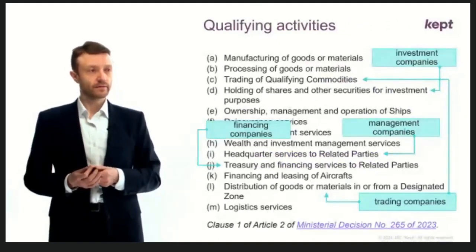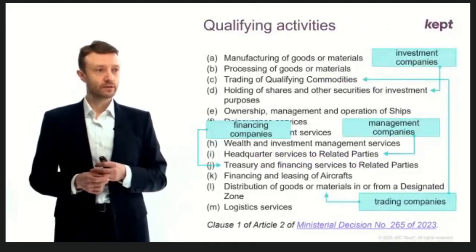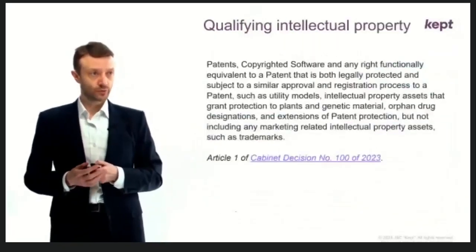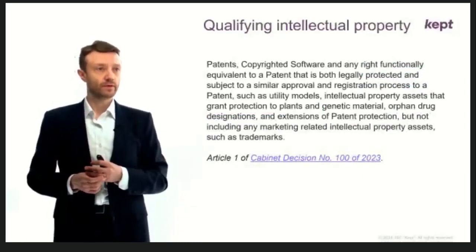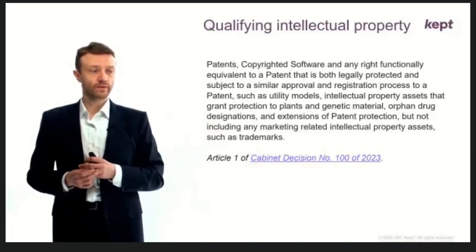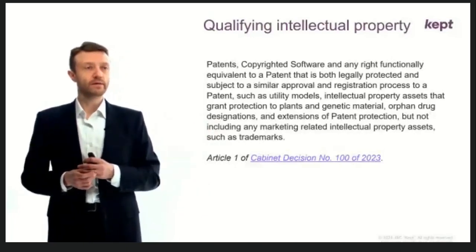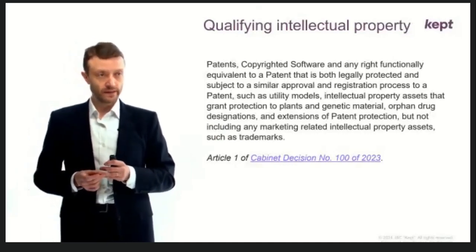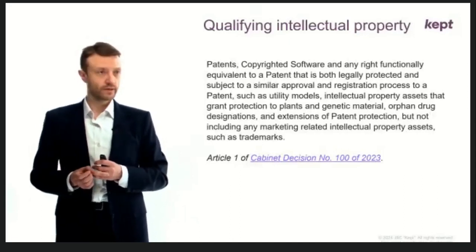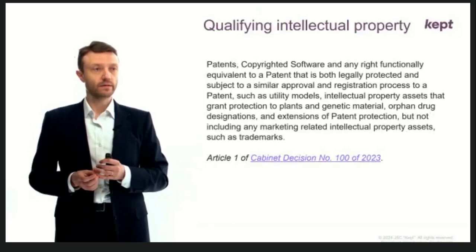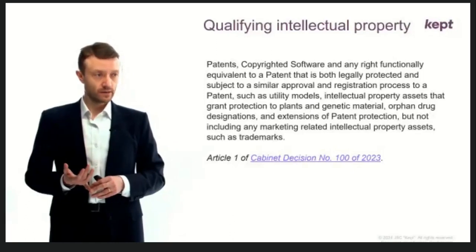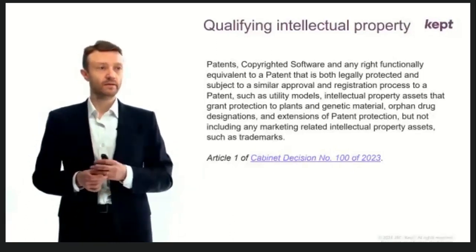This particular list of functional entities does not include IP companies, and the list of qualifying activities does not include intellectual property, because it is a separate type of qualifying income: income from qualifying intellectual property. And here is a quote from the decision where the term qualifying intellectual property was defined. I'm not going to quote it, but the definition is not surprising. Software, for example, and patents were considered to be qualifying intellectual property, while marketing intellectual property assets such as trademarks are specifically excluded.